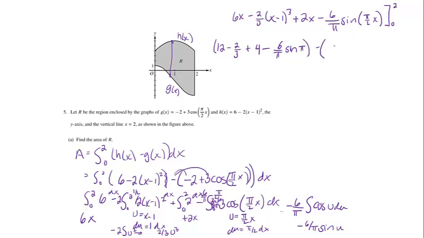And then if I plug in 0, we're not going to assume that we're going to get 0 as an answer. So we'll keep going. 6 times 0 would be 0 minus, if I plug 0 in there, negative 1 to the third is negative 1 times negative 2/3 is going to be plus 2/3.